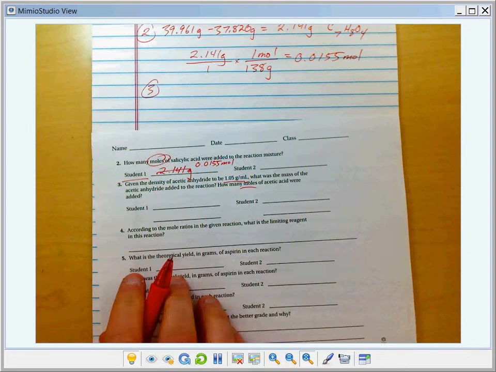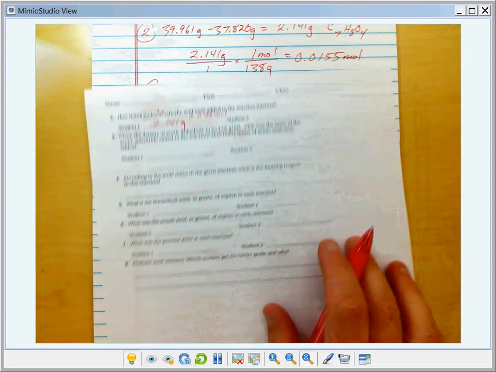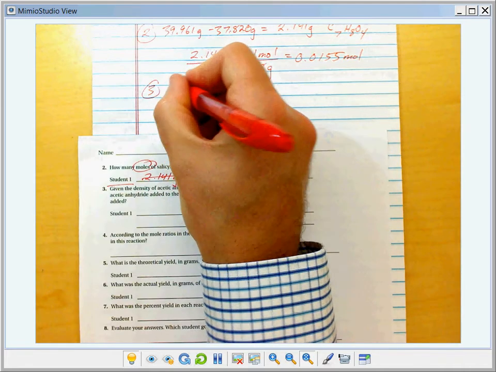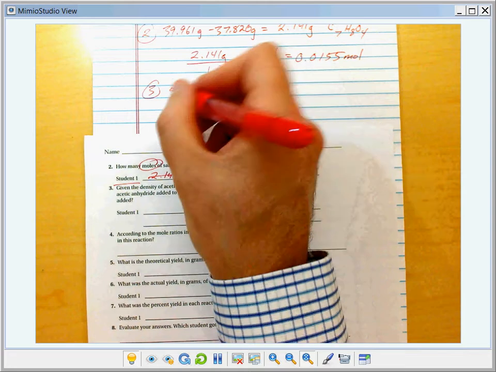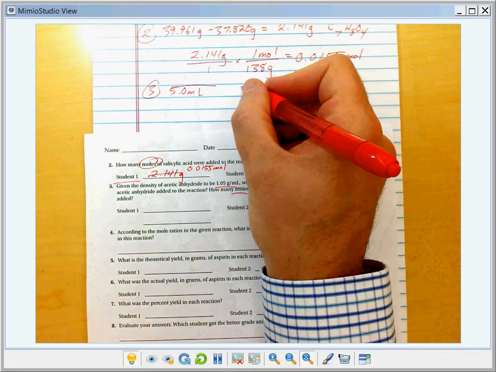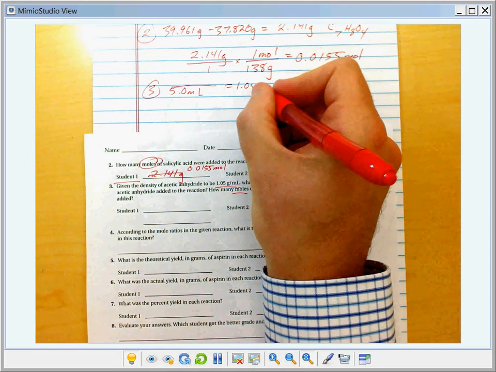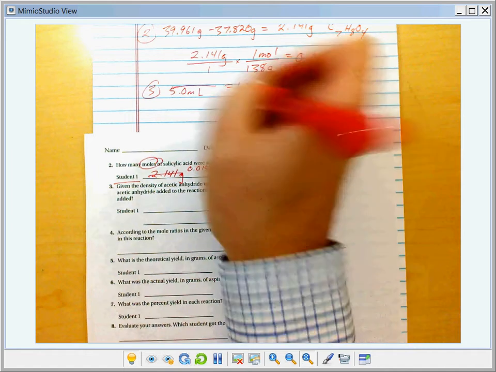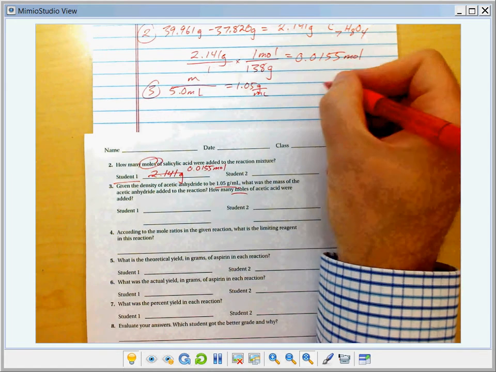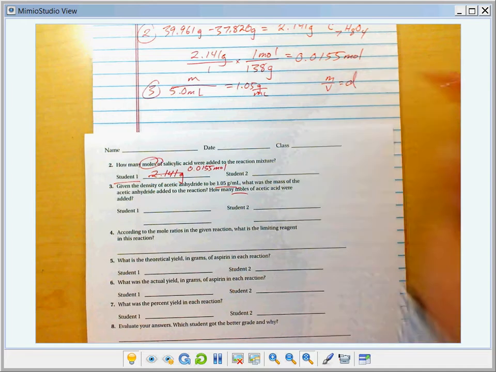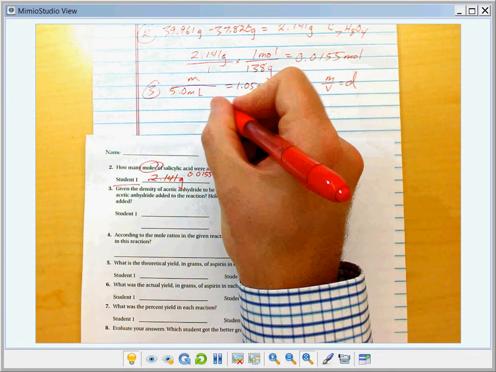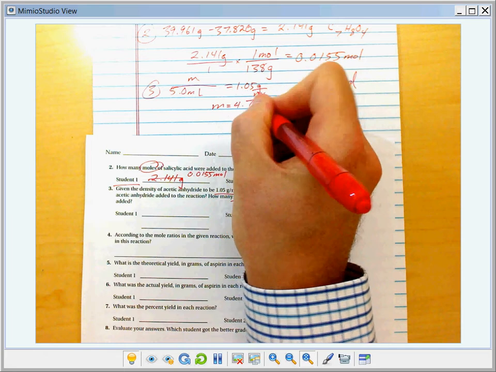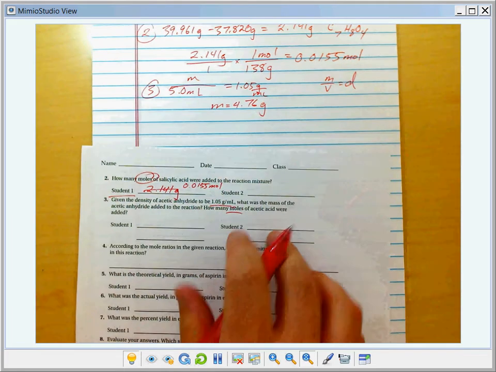We need to do the same thing for the acetic anhydride. That was given in milliliters. If I know the milliliters, it's 5.0 milliliters, and I know the density, it's 1.05 grams per milliliter. I can find the mass, because mass over volume is density. So I'm going to plug those in, and I get that the mass is equal to 4.76 grams. I need to do the same thing.